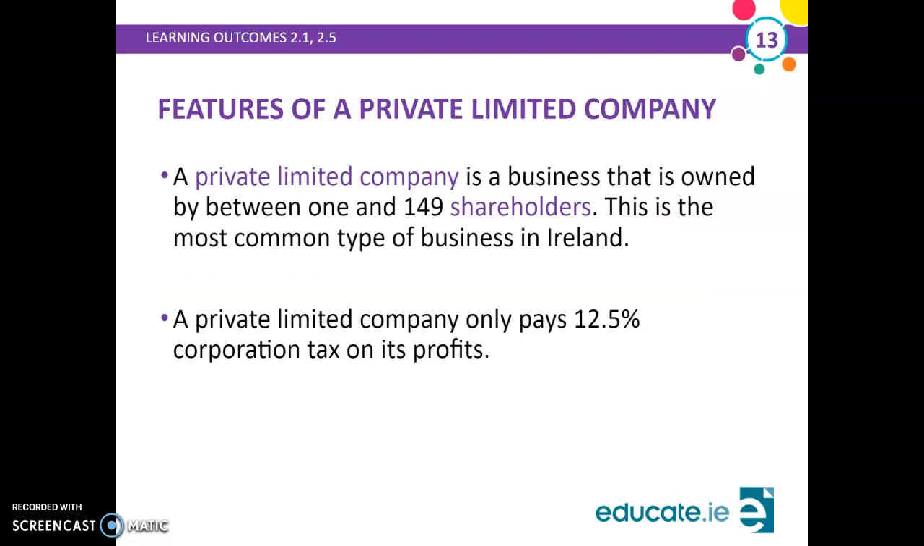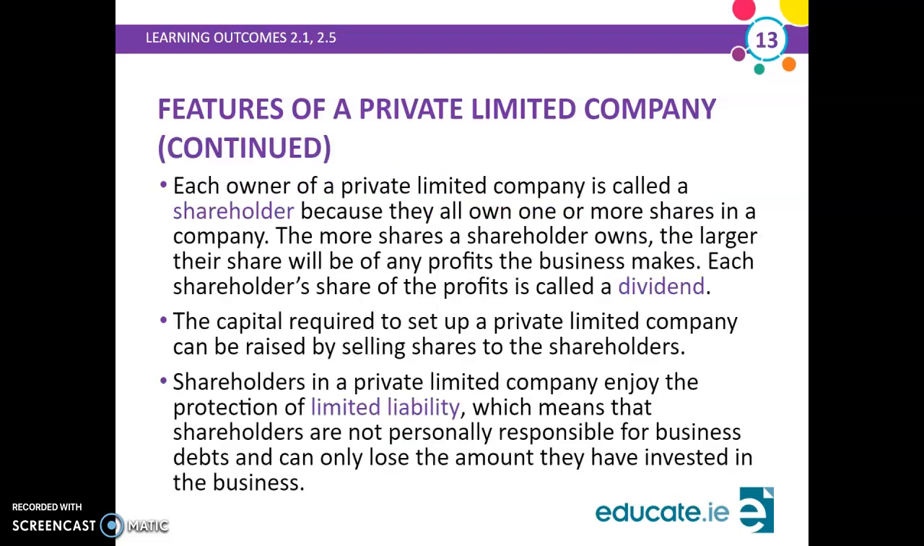A private limited company is a business that is owned by between 1 and 149 shareholders. This is the most common type of business in Ireland. So you've 1 to 149 shareholders. A private limited company only pays 12.5% corporation tax, and that's why it's such a popular form. Features of it. Each owner of a private limited company is called a shareholder because they all own 1 or more shares in the company. The more shares a shareholder owns, the larger their share of any profits in the business. Each shareholder's share of the profit is called a dividend.